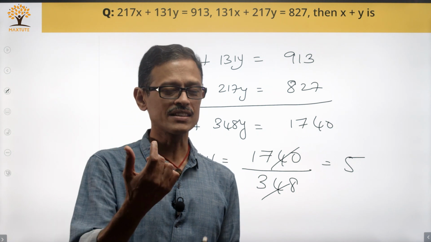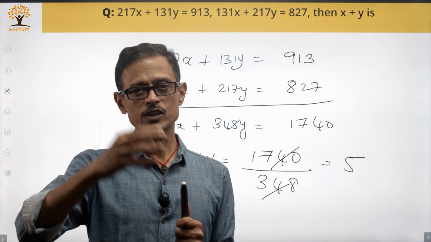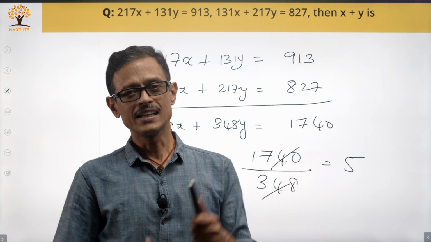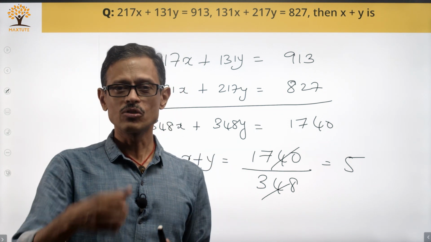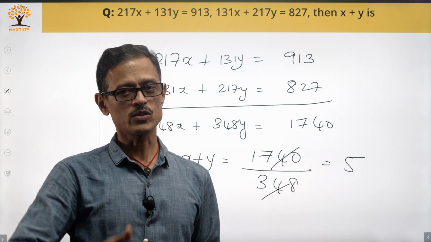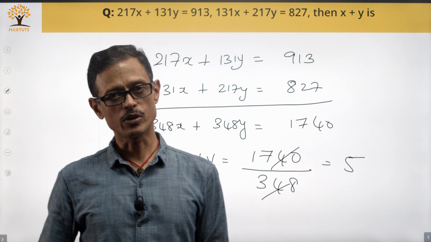So, when you see equations, look to see if they are of the form ax plus by and bx plus ay. In that case, add the equations, subtract the equations, you will get the value for x plus y, you will get the value for x minus y. It is much easier to solve from that point forward.